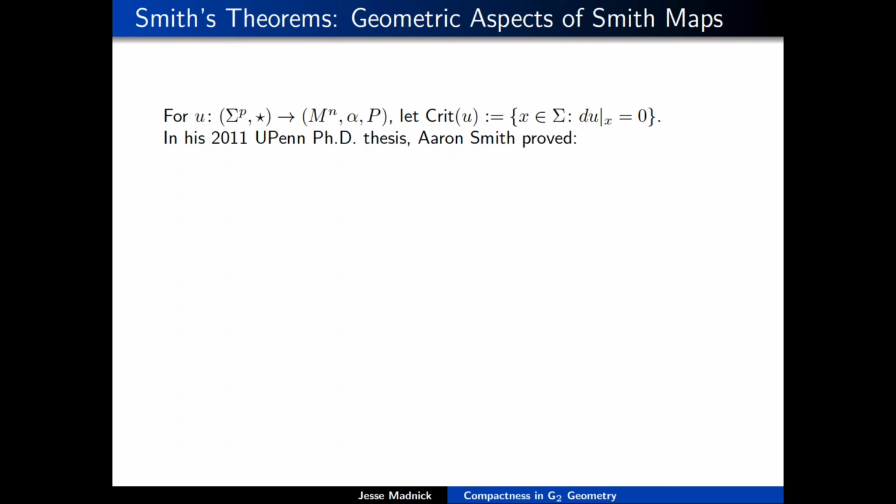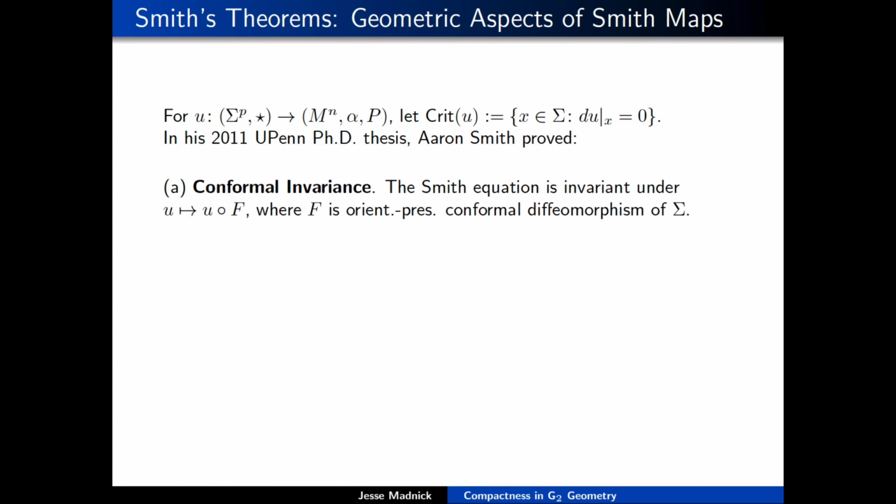So all of this apparatus, this entire definition, was defined by Smith in his 2011 PhD thesis. Of course, he didn't refer to these maps as Smith maps. I think he called them multi-holomorphic or something. But after defining these maps, he showed that they satisfy some of the same geometric properties as J-holomorphic maps.